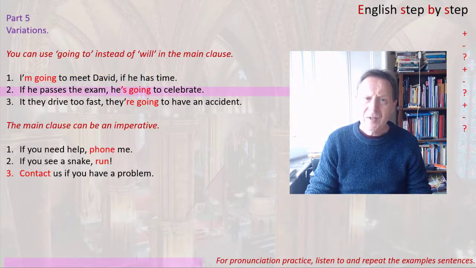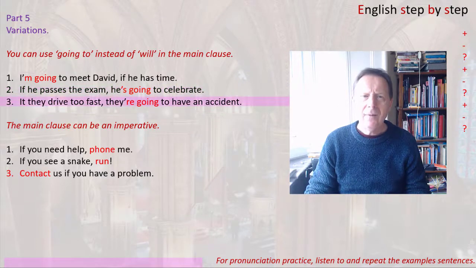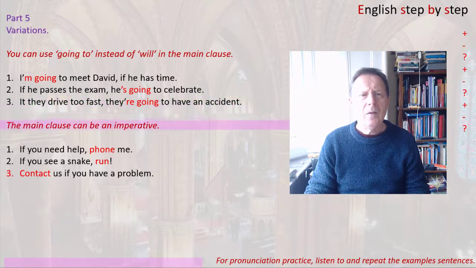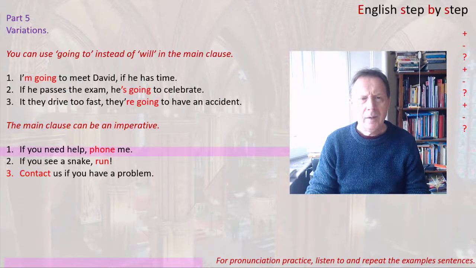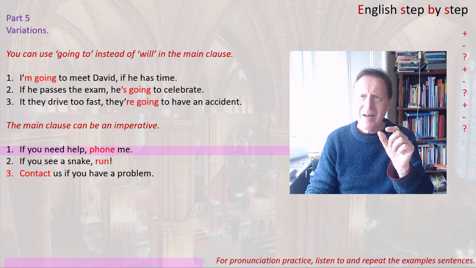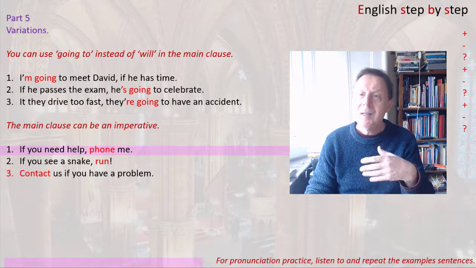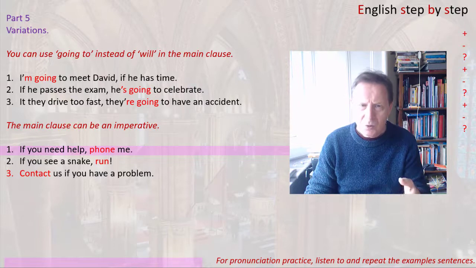If he passes the exam, he's going to celebrate. If they drive too fast, they're going to have an accident. Now, the main clause can also be an imperative. For example, if you need help, phone me. You can see the imperative verb phone has no subject. It's just telling somebody to do something in this situation.